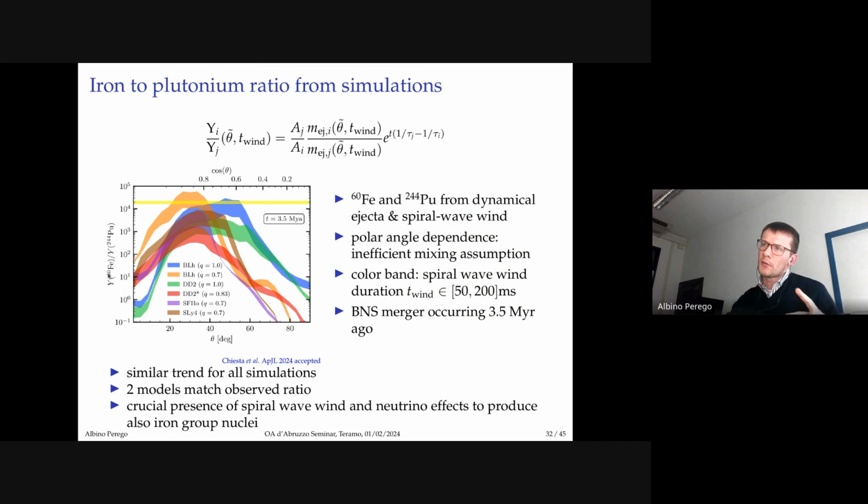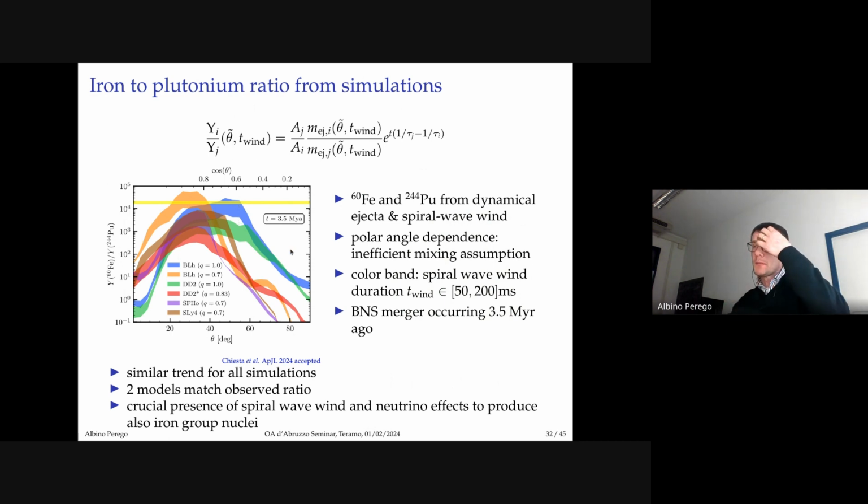So you see here, unfortunately, it's not the plutonium over iron, but it's iron over plutonium, but it's the same. And the red here is the result of the observation. And as you can see, there are two models that, without any fine-tuning, just these are data from the simulation, are actually able to explain, in a relatively large angle interval, between 20 and 60, what we have seen.